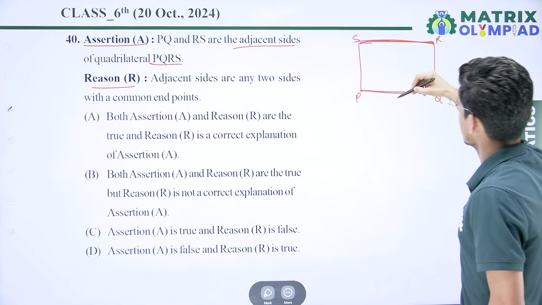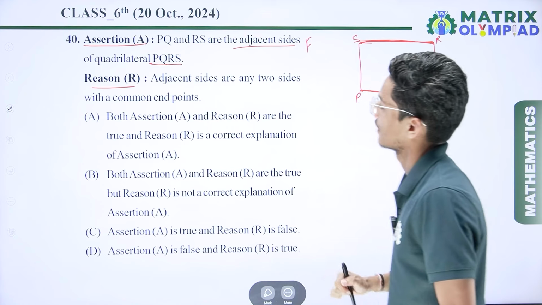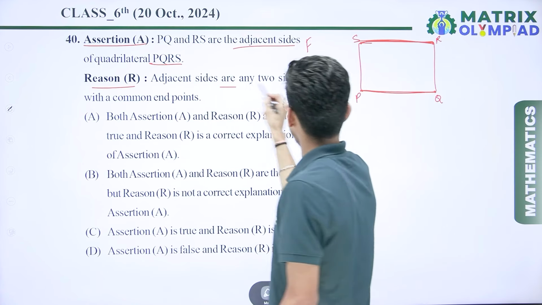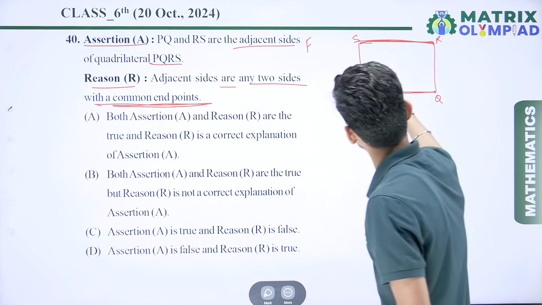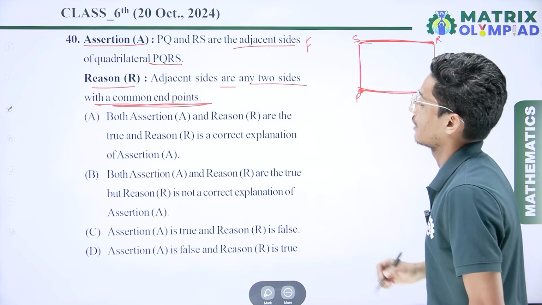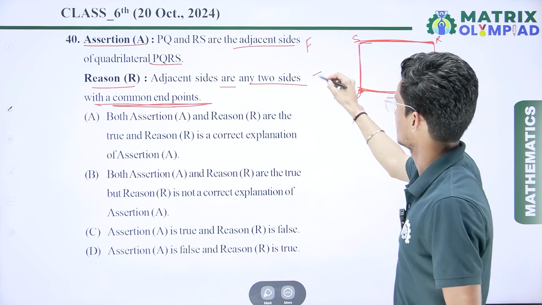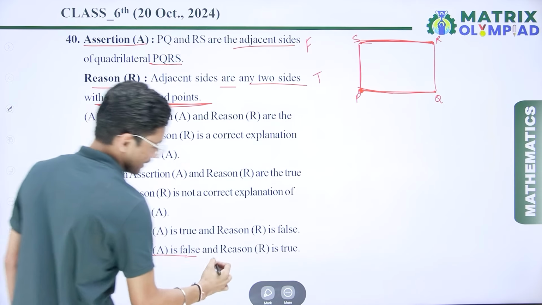If these two sides are not adjacent, I can say that this one is false. Adjacent sides are any two sides with a common vertex, a common endpoint. So let's assume this side and this side are called adjacent sides because they have a common endpoint. So I can say that the reason is true. So the assertion is false and the reason is true.